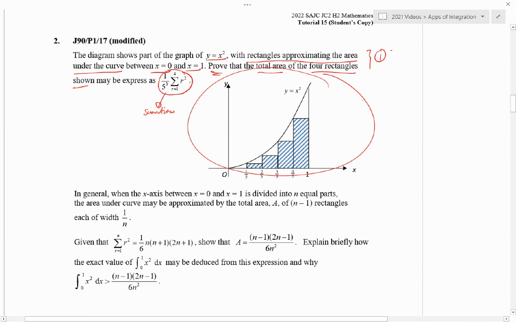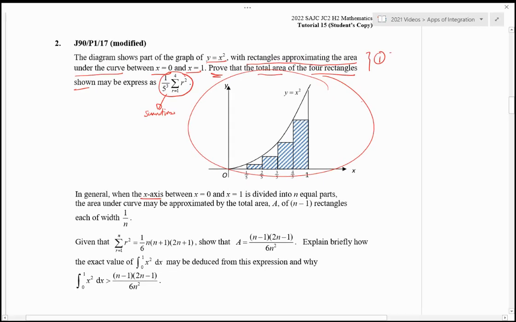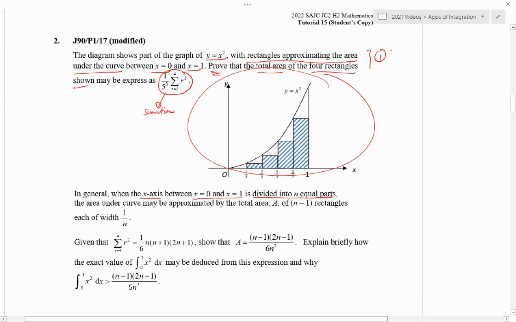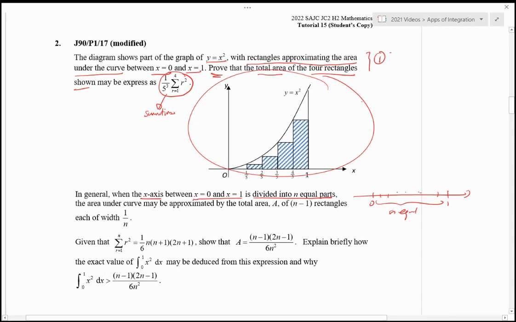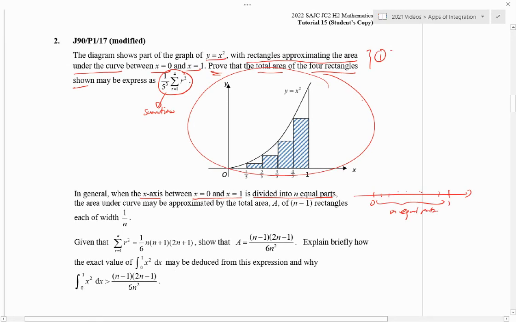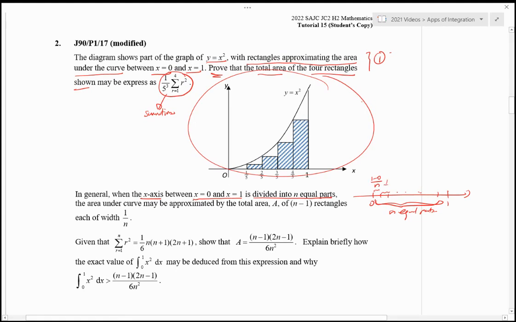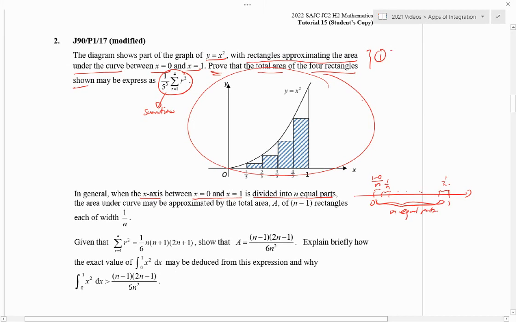Number 2, in general, when the x-axis between x equals 0 and x equals 1 is divided into n equal parts, meaning from 0 to 1, now I'm going to divide it and I have n equal parts. Now, what does that mean? If there are n equal parts, the whole interval of 1 unit is now divided into n parts of equal width. And how do I find that? It will be 1 minus 0 divided by n. That means each width is going to be 1 over n. We're going to see how this impacts the interval later on.